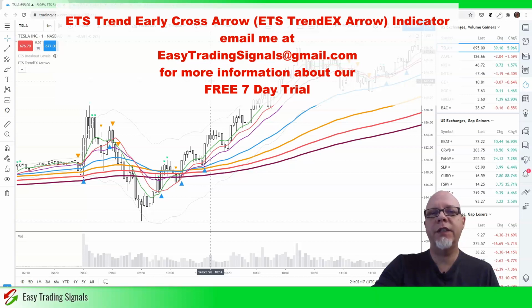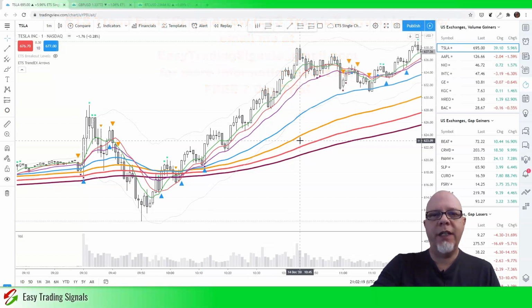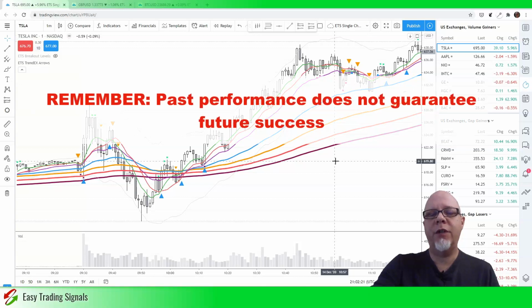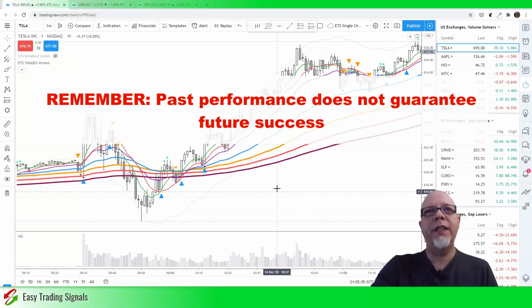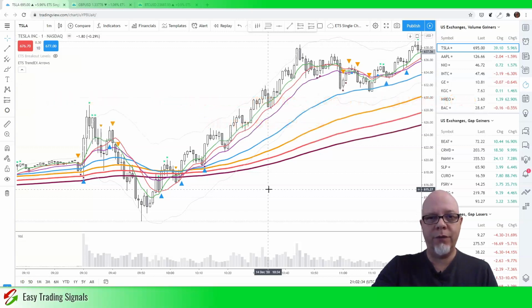Obviously, none of this is guaranteed. Past performance is not a guarantee of future performance, or past success is not a guarantee of future performance. We all know these things. Only trade with money that you can afford to lose when you do trading.